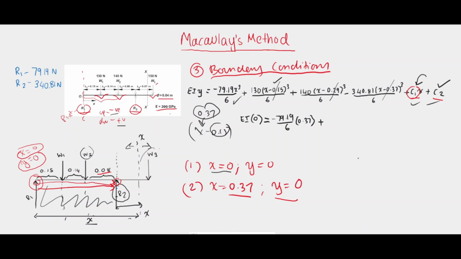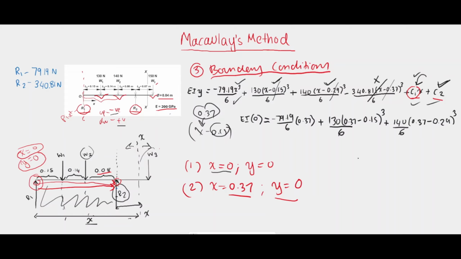Let's look at this one as well. Will x be greater than 0.29? Yes, this one will also be valid. Is x greater than 0.37? Nope, in this one it isn't valid. So just this term, this term, this term, and these two terms are valid for this equation. So we ignore this term. Alright, so let's continue with this equation. 130, x is 0.37 minus 0.15 to the power of 3 over 6 plus 140, x is again 0.37 minus 0.29 to the power of 3 over 6.